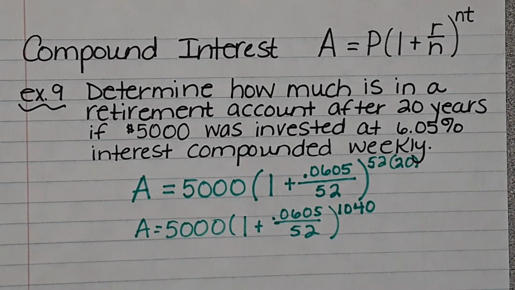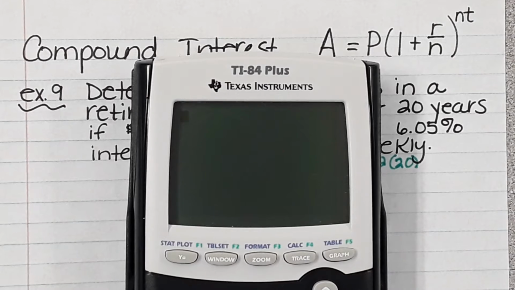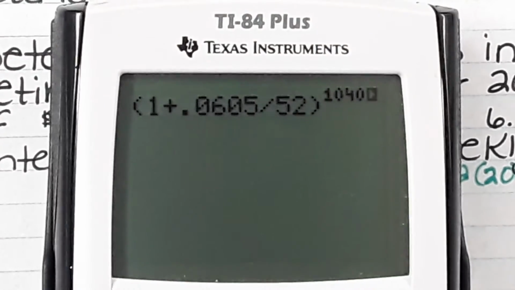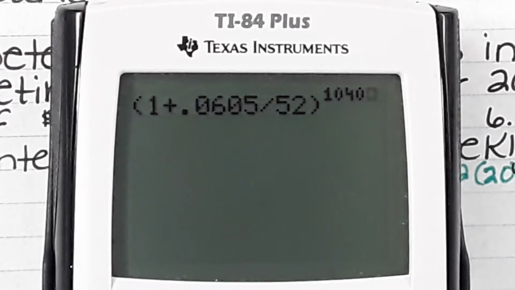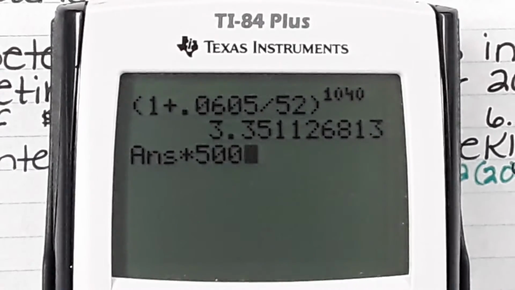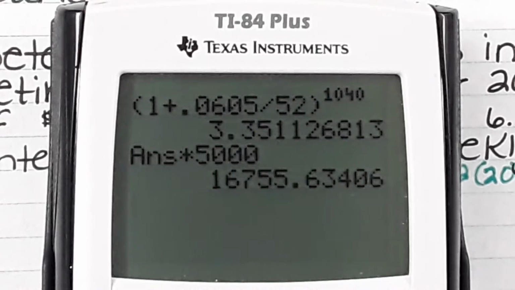So let's see. I think you can do it that way. Now, if you guys can't, can you do that in your calculator? Could you put parentheses? Okay, now hit enter and then multiply it by 5,000. Let me know if that's what you get or not.